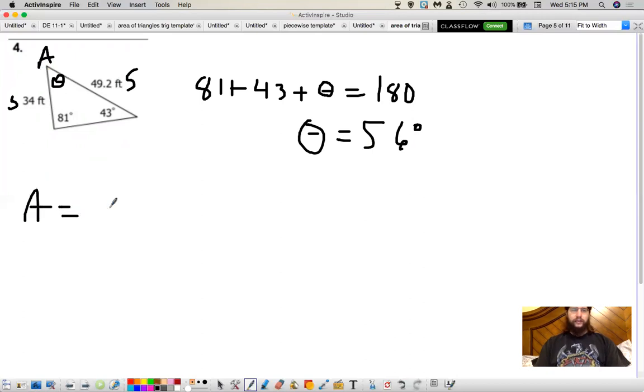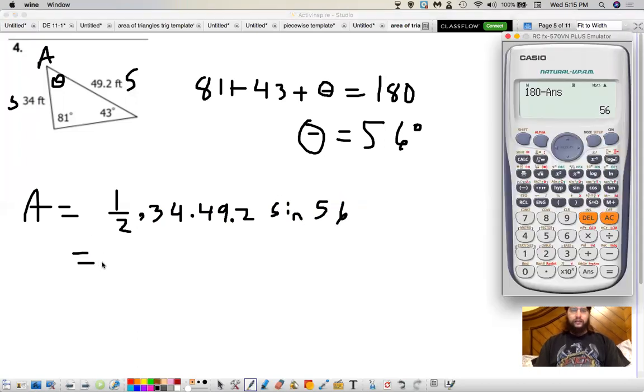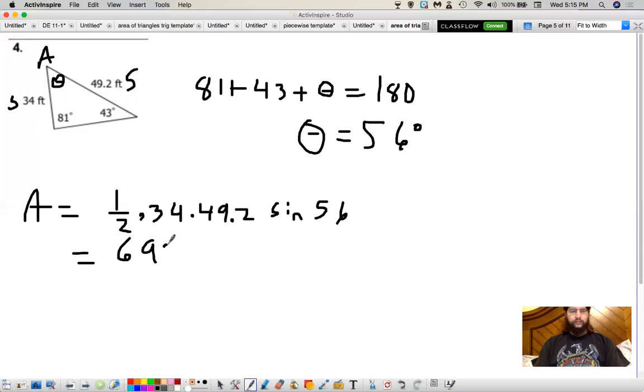Area is 1/2 times 34 times 49.2 times sine of 56. Type it in. And we're going to get 693.4, whatever the heck you say. That unit is going to be square feet.